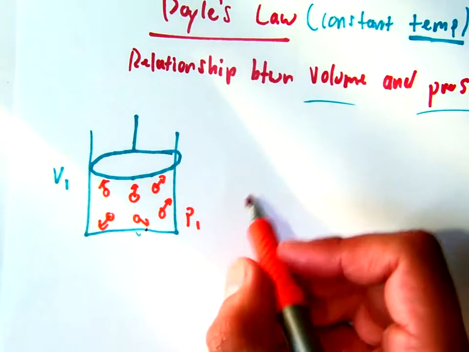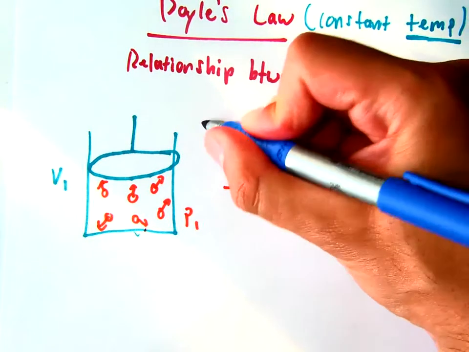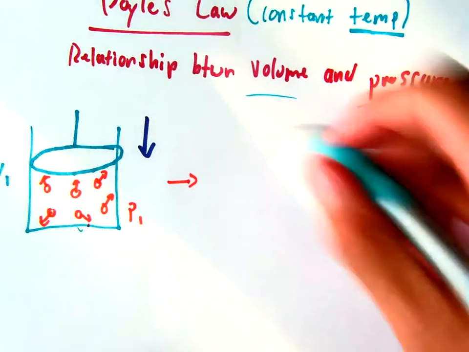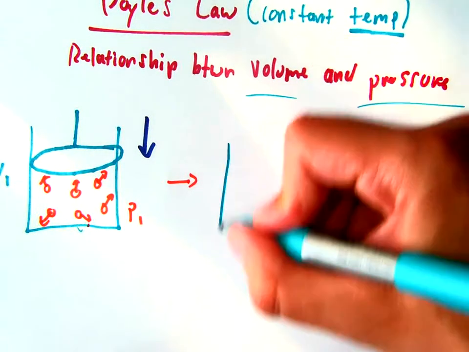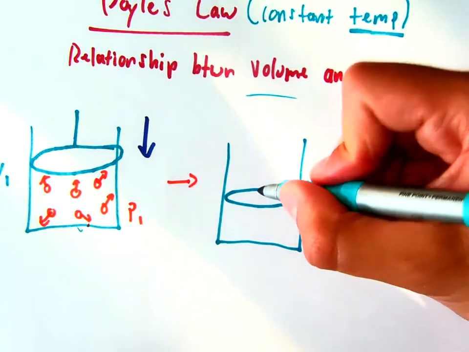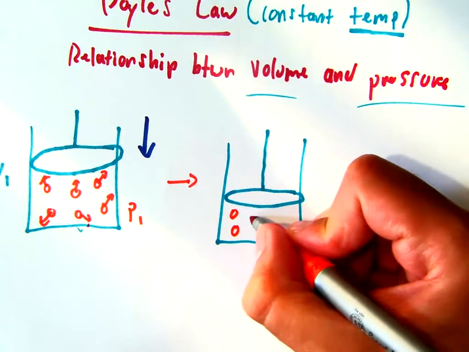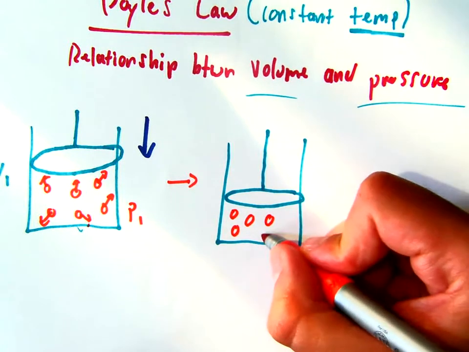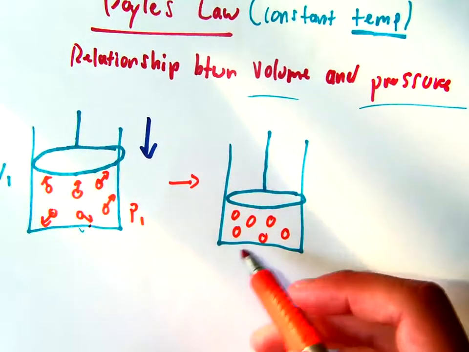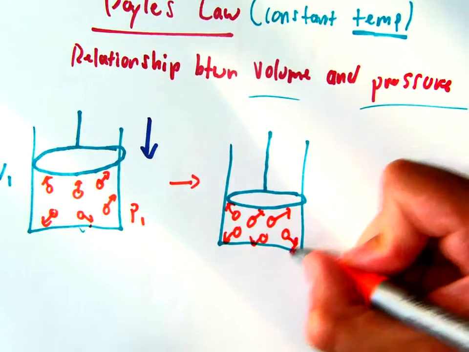Let's take the same scenario, but now I'm going to push down on this piston and compress it. In other words, in my second scenario, it's going to look a little something more like this, whereas my particles are now much closer together. Make sure I have the same amount. Yes. They're still moving, they're still colliding, exerting pressure on the container.